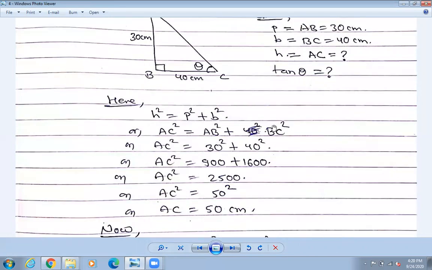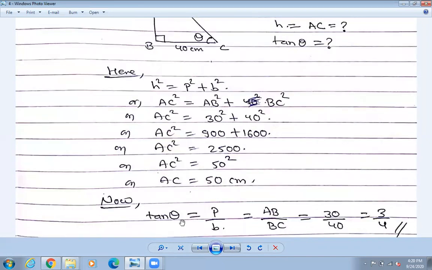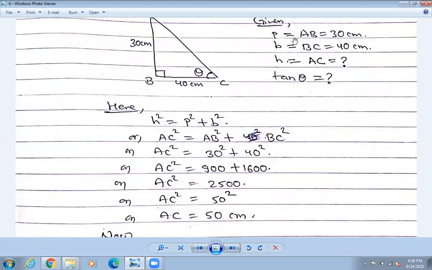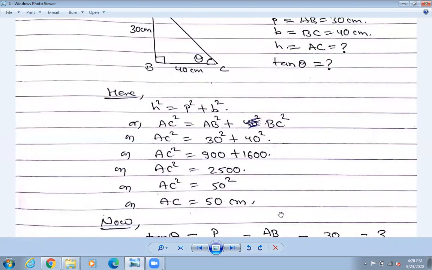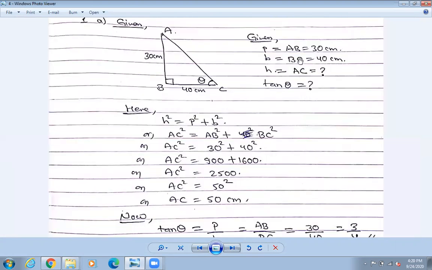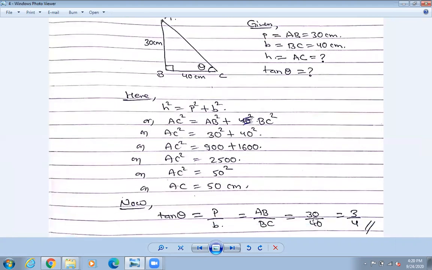Now what do you need to find out? Tan theta. So what is the formula of tan? Tan means perpendicular over base. That means P by B. So what is the value of P? P means AB. Okay, B means BC. AB by BC. What is the value of AB? 30. What is the value of BC? 40. So the zeros will be cancelled. So 3 by 4 will be our answer.